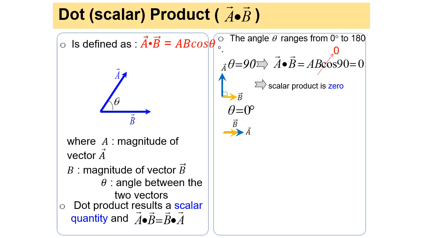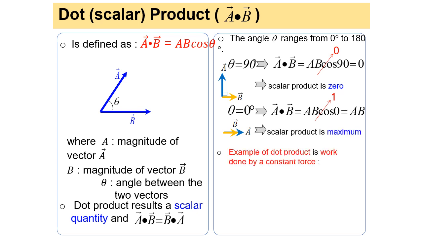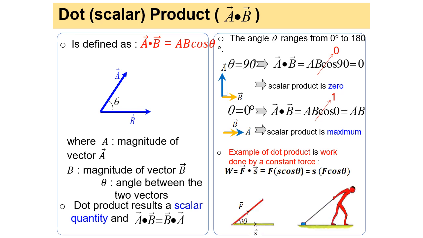If theta is 0, or A and B are parallel to each other, A dot B equals AB cos 0. Cos 0 is 1, so it equals AB. So the scalar product is a maximum. An example of a dot product is work done by a constant force.